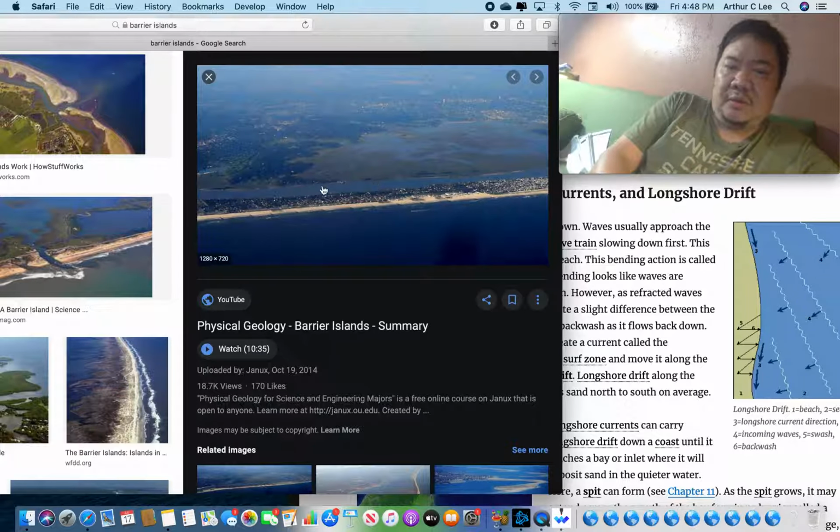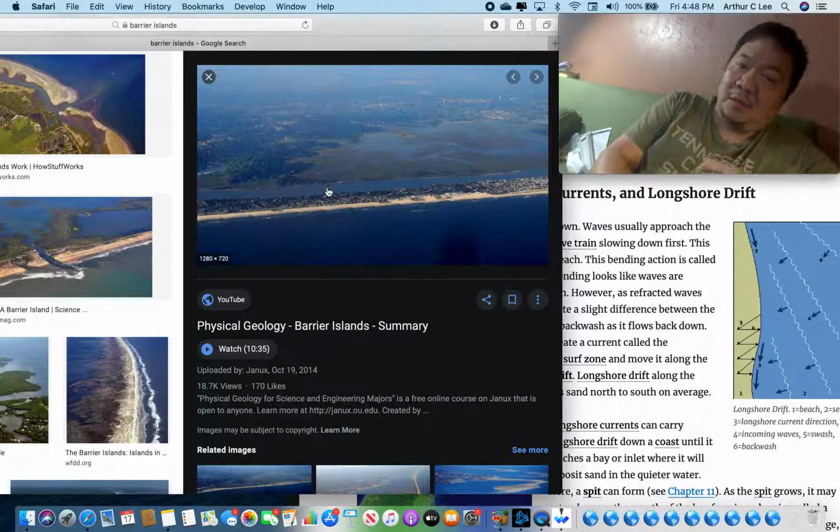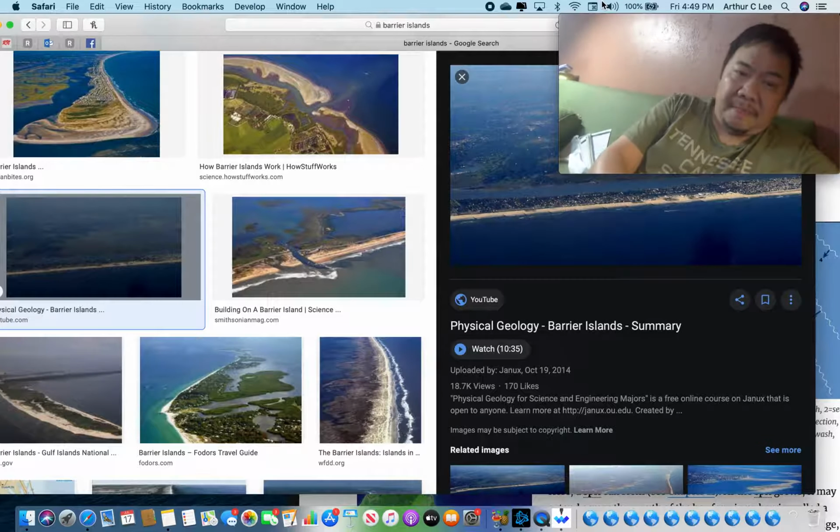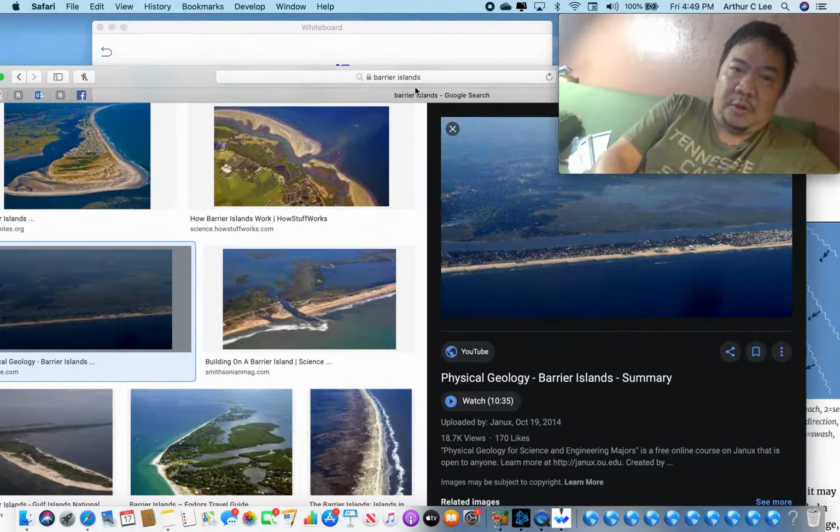These areas here behind the barrier island in the lagoon are where people dock their ships, because you got quiet water here. The waves aren't going to break in your berth, and you can anchor your ship here behind the barrier island, protected from the waves. Now I'm going to show you what an inlet is.